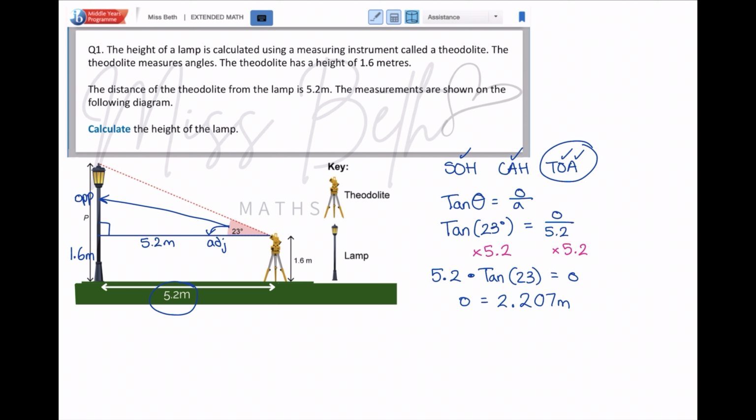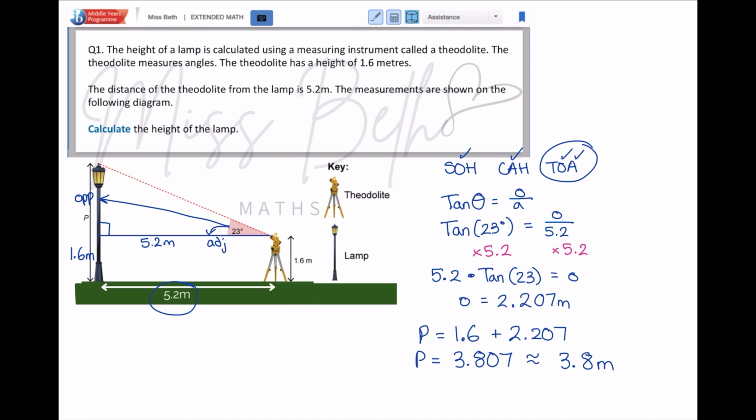Okay, we've not quite finished there. We want to find the total height of the lamp, which is P. So I'm going to have P is equal to 1.6 plus this height that I've just found. Okay, so P is equal to 3.807, which rounds to 3.8 meters.